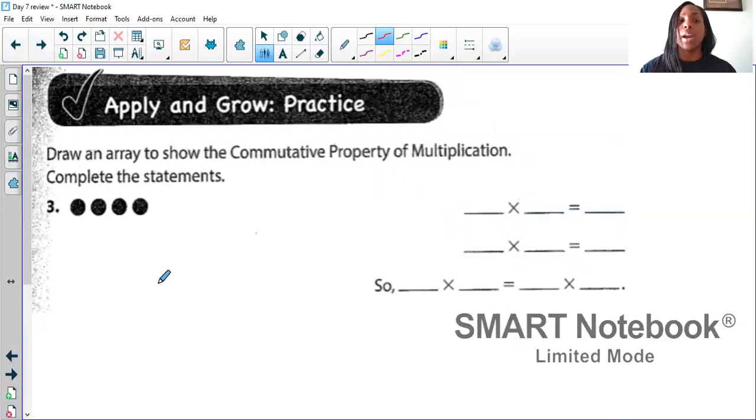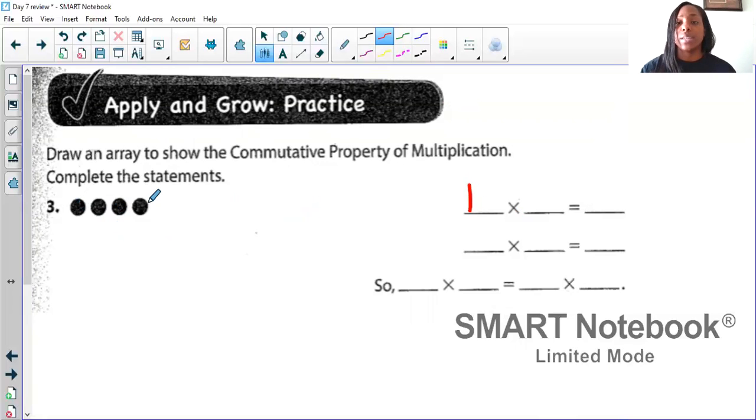Now let's try our apply and grow. So draw an array to show the commutative property of multiplication. Complete the statements. So I'm going to assist you with number 3 only. So if we take a look at question number 3, how many rows do you see? Nope, it's not a trick question. I'm serious. How many rows do you see? I only see 1. How many do you see? Exactly. There's 1 row. So I want you to go ahead and put 1.